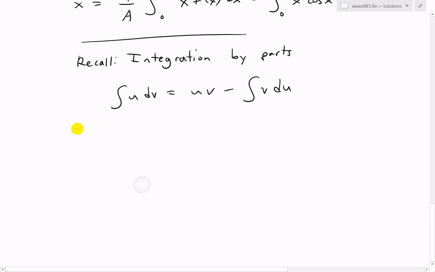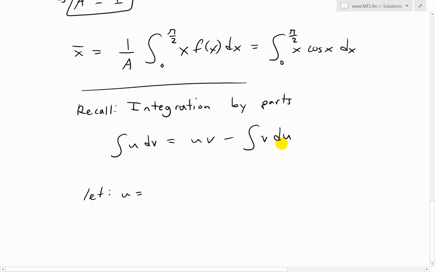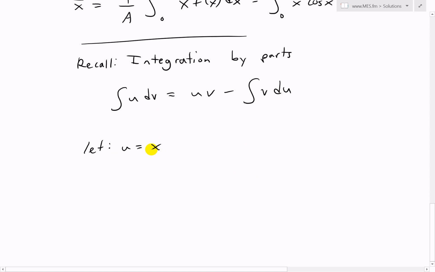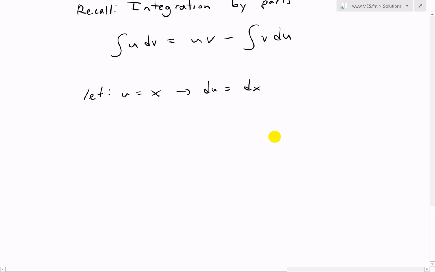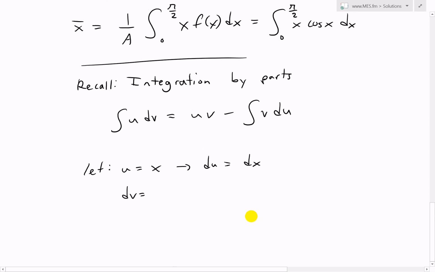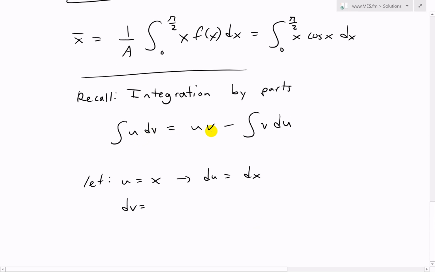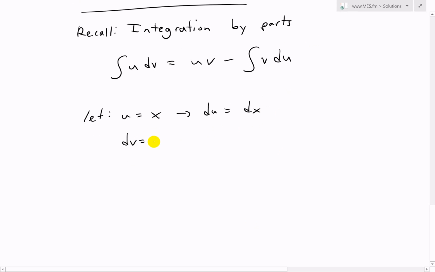So in our case, we let u equal x, so that du is simply dx, so that's just 1, and it's a differential, so add the dx there. And then our dv equals cos of x dx, and we have to take the integral to get v. The integral of this is v equals sine of x. The derivative of sine of x is just cos of x.